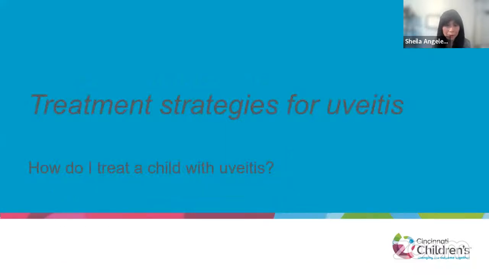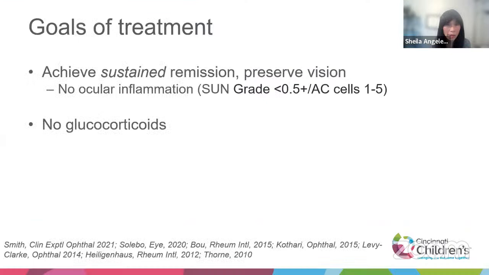Then I'm going to go to the meat of the discussion, which is treatment strategies and how do we treat children with uveitis? How do you know it's time to start systemic treatment? Or which treatments do you decide to use? I think we all agree that the goals of systemic treatment is that we want to achieve sustained remission. We want to preserve a child's vision, and we really want there not to be any ocular inflammation. We also want to minimize use of glucocorticoids since they can lead to long-term damage.